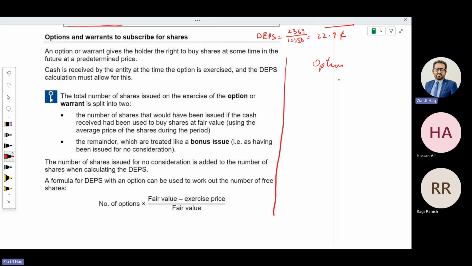You have given an option of 100,000 shares at the rate of 2, while the market price is 3. This 2 will be called the exercise price, also called the strike price. This 3 will be called the market price, or you can say the fair value of the share. If he takes 100,000 shares at the price of 2, how much money will you get? 200,000.